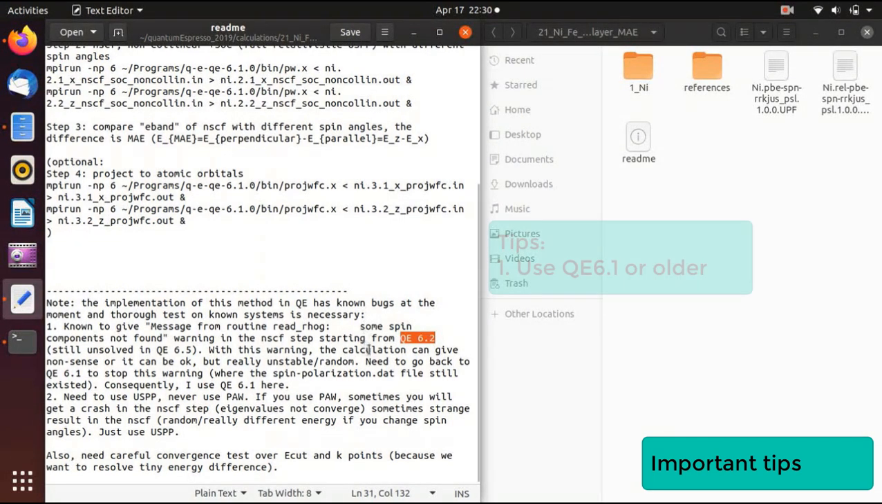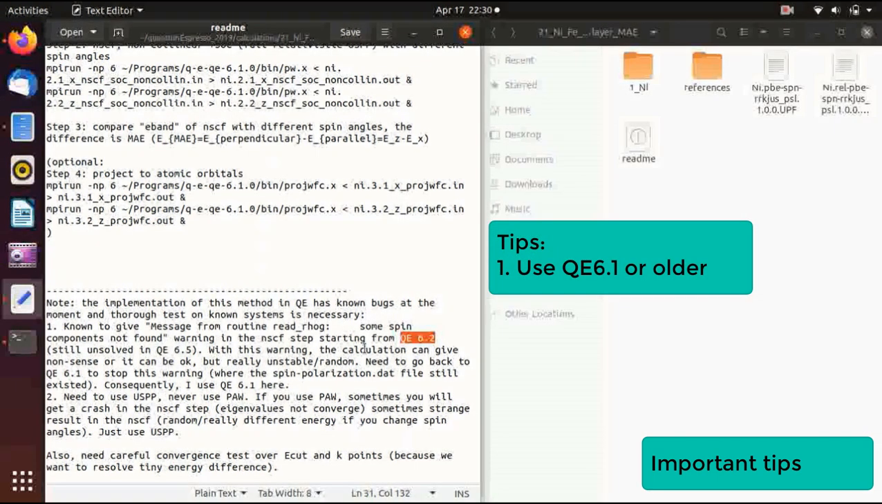So my suggestion is that you go back to Quantum Espresso 6.1, where there is this spin polarization.dat file. I guess the whole routine of this magnetic anisotropy energy calculation was written based on this output file. So I would suggest that you go to Quantum Espresso 6.1, and then you will not see this warning anymore, and everything is stable.